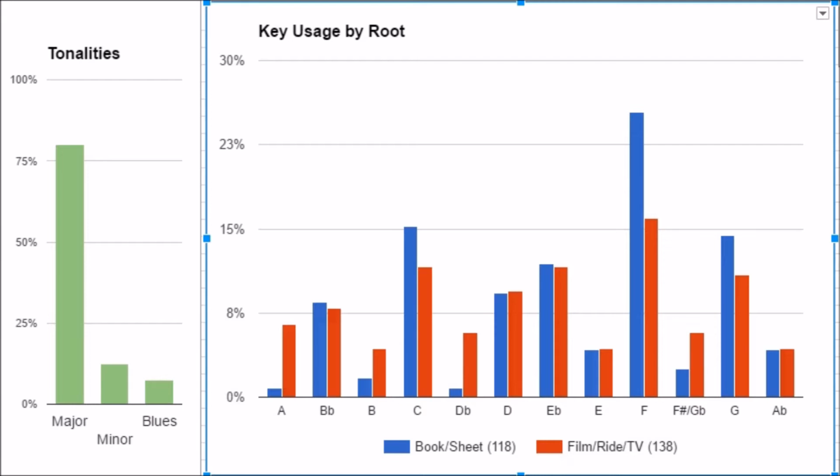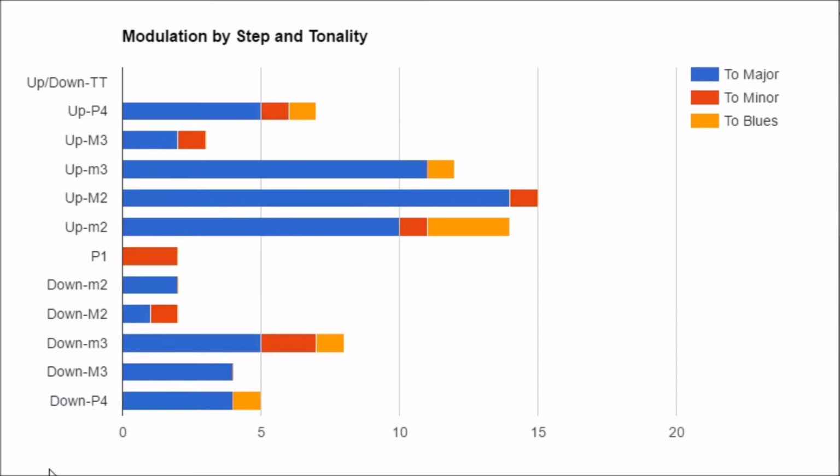Okay, let's move on to modulations. So here's what's going on here. I've got my modulation motions down the left side, with the lowest bar representing when the modulation was down a perfect fourth, like da-da-da-ba-dum. And the highest representing modulation up a tritone, like if anybody ever went like this. Da-da.